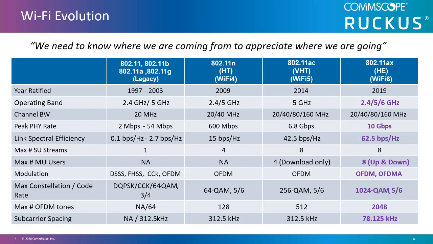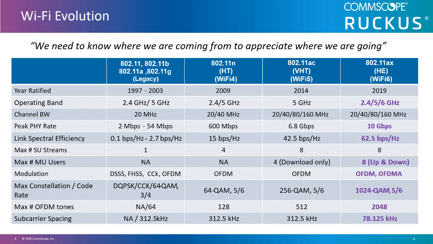11ac allows the AP to talk to 4 devices at the same time. With 11ac, we're able to do multi-user MIMO, but it is limited to only the download direction. With 802.11ax, you can do multi-user MIMO in both upload and download directions.